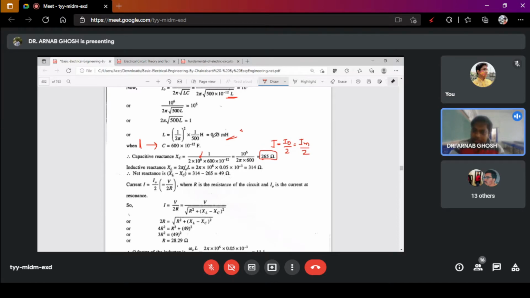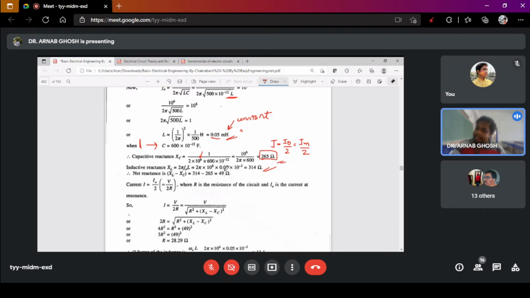We have got the value of the inductor as 0.05 millihenry. So we calculate the inductive reactance. Please focus on this. First, by taking the frequency as 10 to the power 6 hertz, we have calculated the value of the inductance, right? This inductance value is constant. Because the inductor is constant, the capacitor is variable. So for capacitor value of 600 into 10 to the power minus 12, we calculate the capacitive reactance.